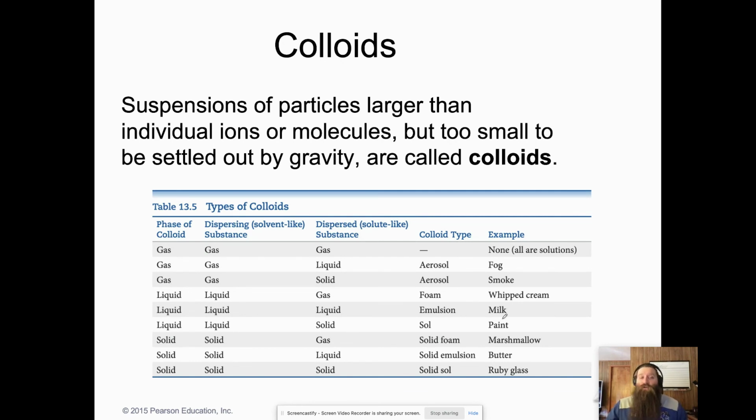Colloids are suspensions. They involve particles that are much bigger than individual ions or molecules, but they don't just sink to the bottom because of gravity. So we call those colloids. A lot of them are gases dissolved into other gases, but sometimes we can get more interesting things like marshmallows, which are gases dissolved into solids, or rubies, which are solids dissolved into solids, right? So those are technically colloids.